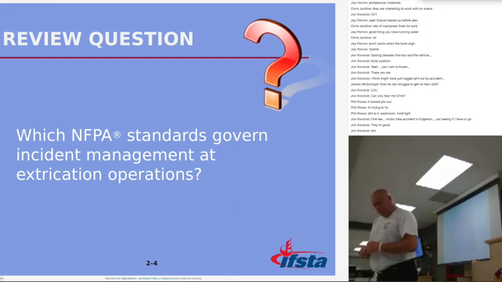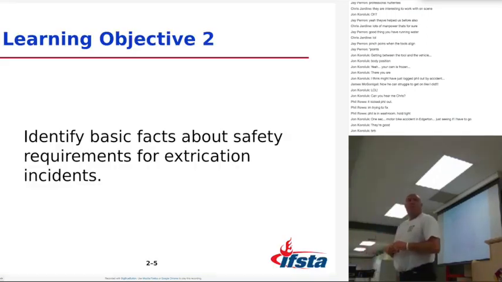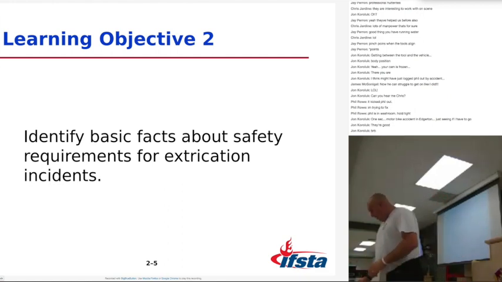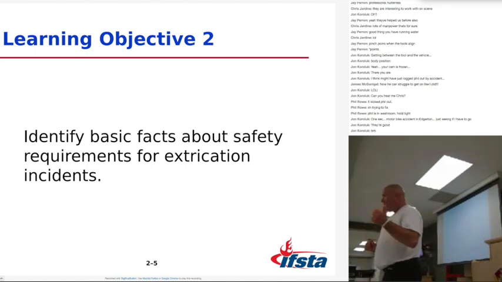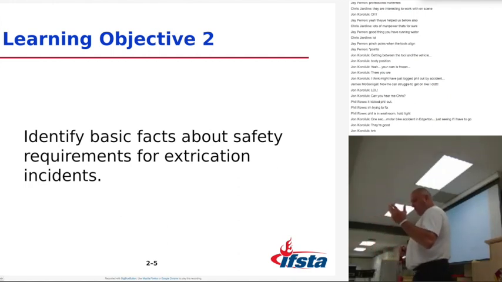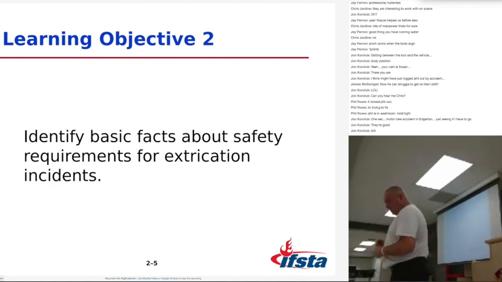And next one. Okay, so basic facts about safety requirements for extrication incidents. We are on page 32 of your text. So: training, operational assignments, medical component, rehab, mitigating potential hazards, incident safety officer, and personnel accountability. That's what we'll go over in the next few slides. Two more.